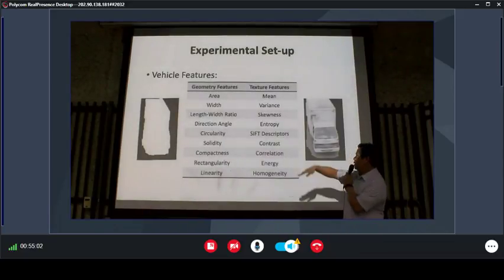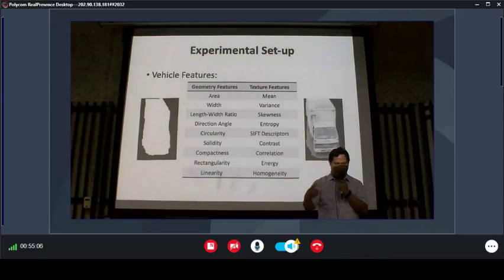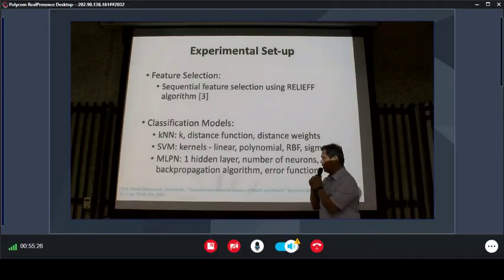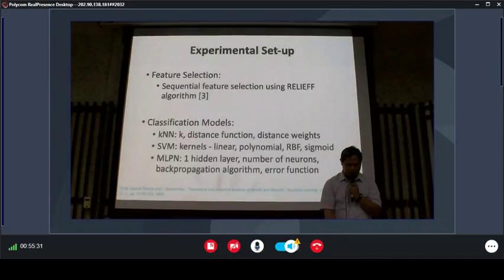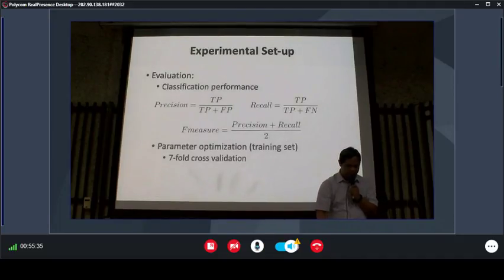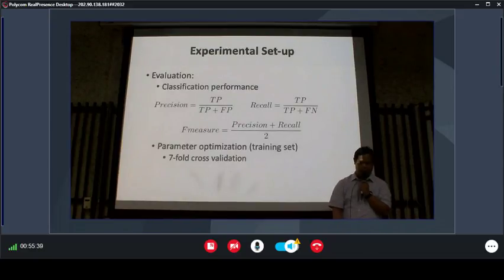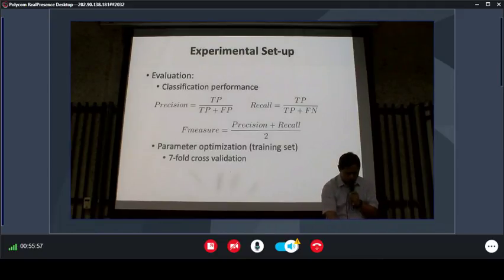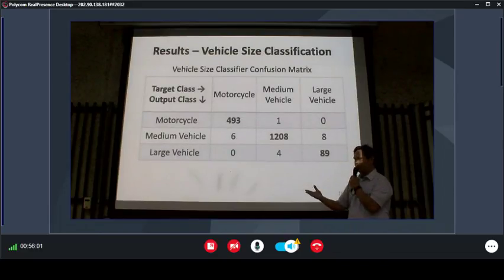And for the experimental setup, we have a set of features, geometric and texture features. We did some optimization on which set of features would best allow us to classify depending on the classifiers that we use. So we used some mix and match of those features. We used a Relief algorithm to allow us to optimize the number of features, and a number of classification schemes: KNN, SVMs, and MLP with backpropagation and several error functions. Now, to evaluate the experimental setup, we use the precision and recall parameters and then an asymmetric fault cross-validation scheme. So the video that you use for training is actually iterated sevenfold so that we have a good average performance.